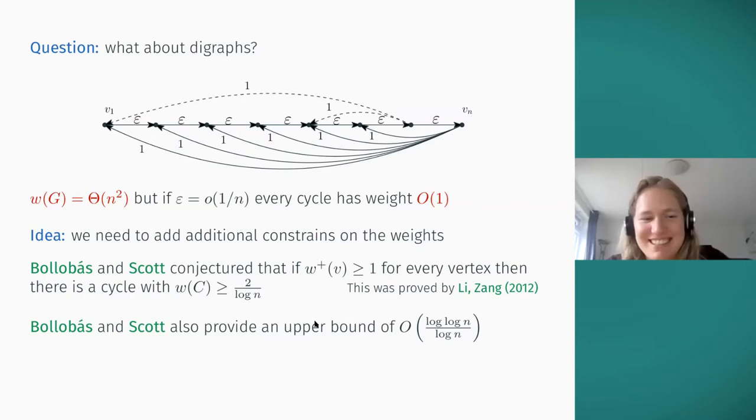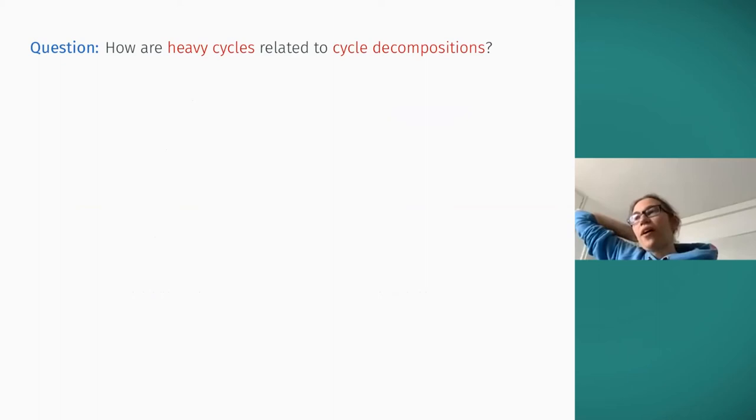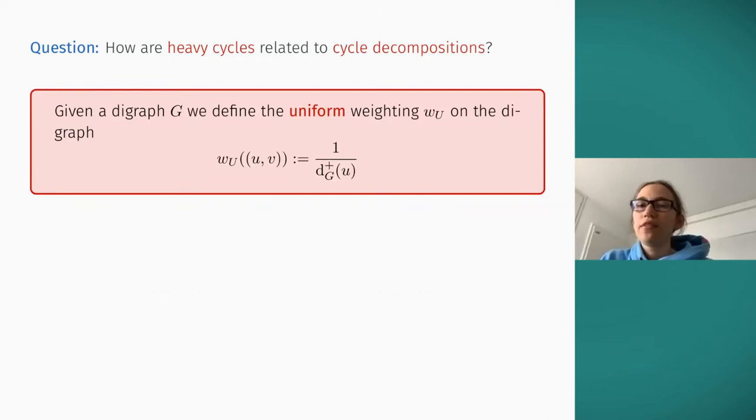Okay, so the first thing I want to talk about is how heavy cycles relate to cycle decompositions. And for this, I'm going to introduce a weight function that we call the uniform weight function. This is just, for every edge going from u to v, we give it the weight of 1 over the out degree of u.